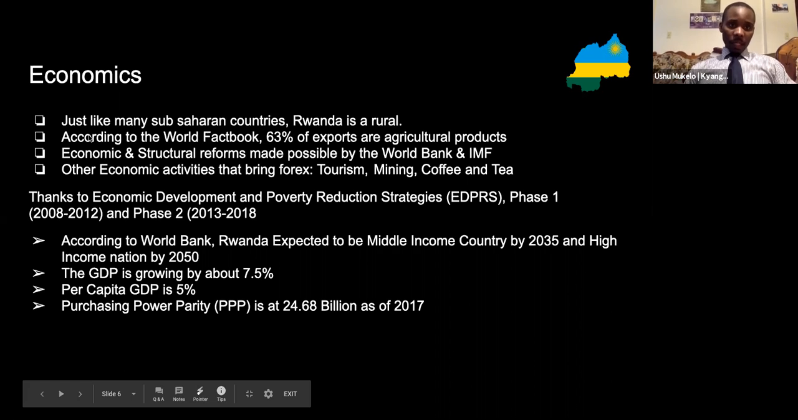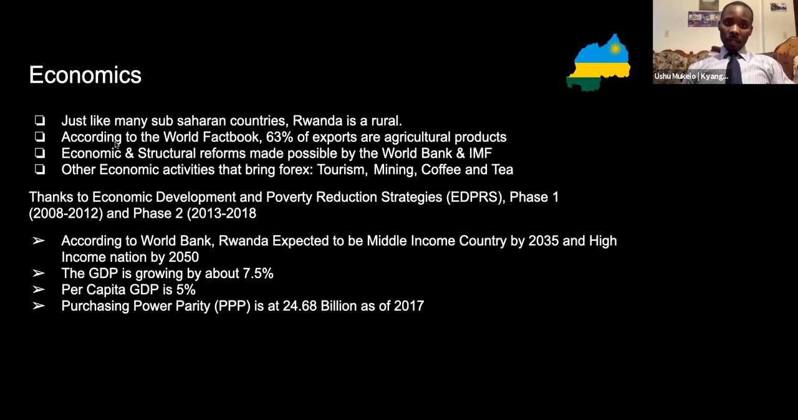Looking at this, just like many sub-Saharan countries, Rwanda is very rural. And as the CIA World Factbook puts it, 63% of the exports are agricultural products. You know, economic and structural reforms have been made possible by funds and loans from the World Bank and IMF. Other economic activities that bring forex or foreign exchange are tourism, mining, coffee and tea growing.